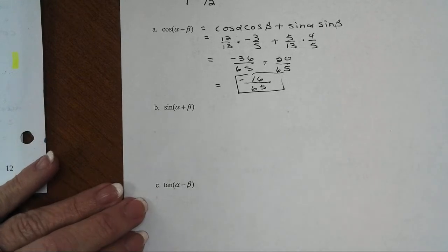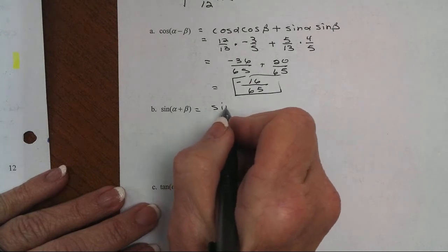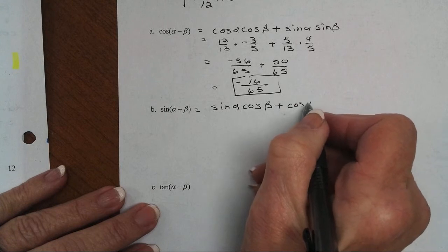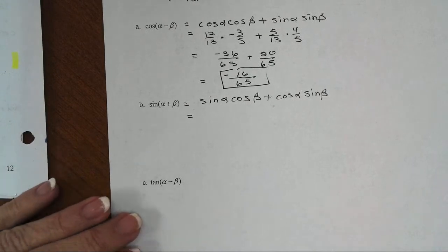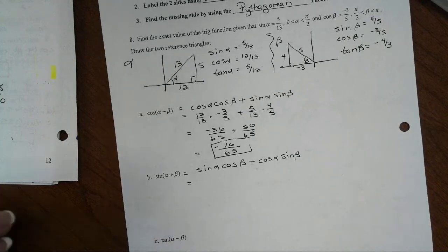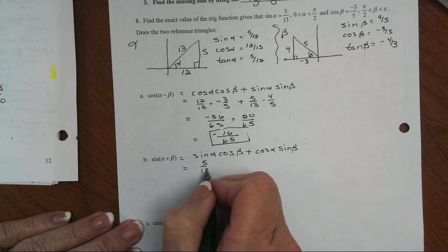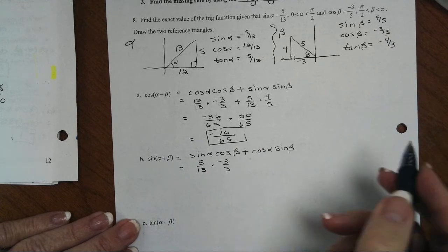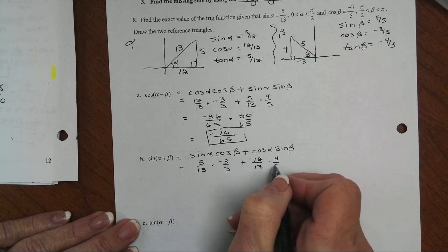Okay, let's do the sum of the sine. And first, we'll start out with sine of alpha, cosine beta, writing the formula, plus cosine alpha, sine beta. And then we'll look at the triangles again. I'll make this a little smaller so we can see them on the same picture. And we'll fill in 5/13 times negative 3/5, which is the cosine of beta, plus 12/13, which is cosine of alpha, times 4/5, the sine of beta.